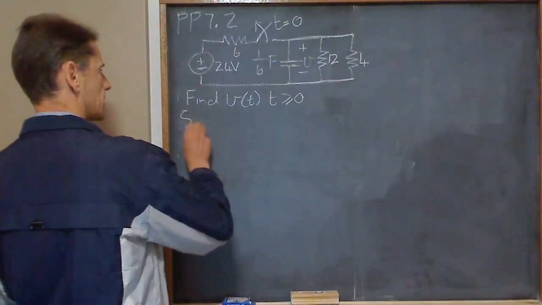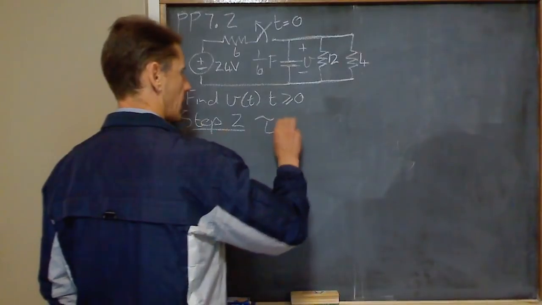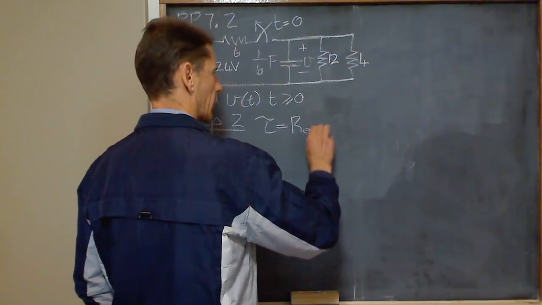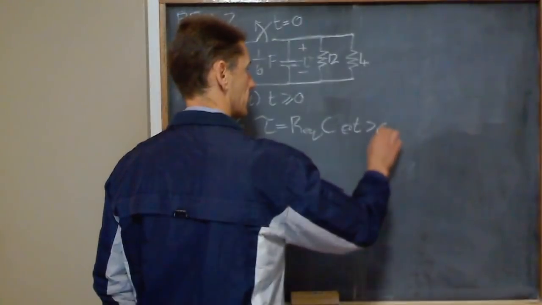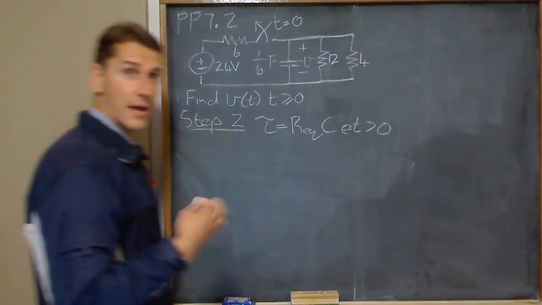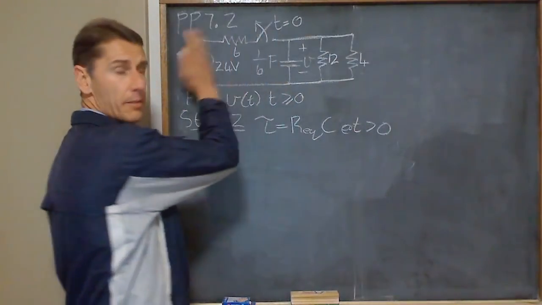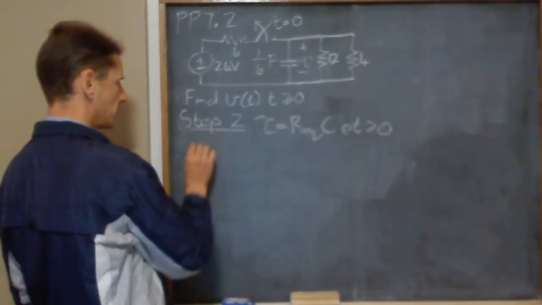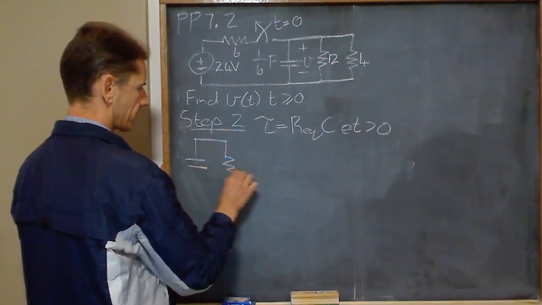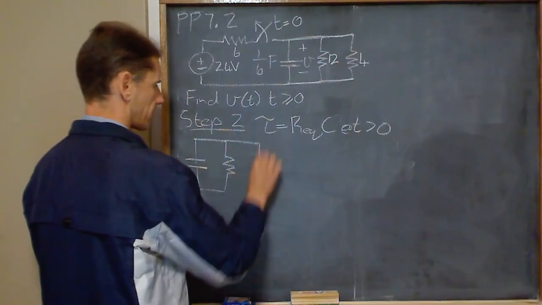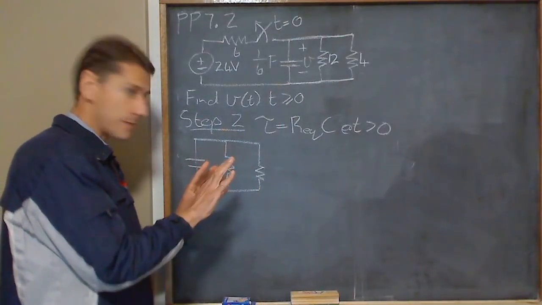Okay, so now for step 2, we need to look at tau equals R equivalent times C, and this is at time greater than 0. So at time greater than 0, what happens? This switch is open. So this entire part of the circuit disappears, and we're simply left with the capacitor, the resistor, and the resistor. And the capacitor is looking in this direction.